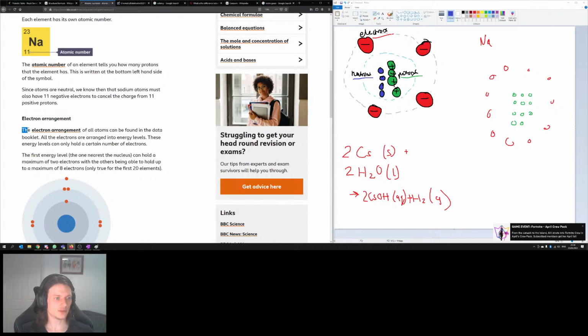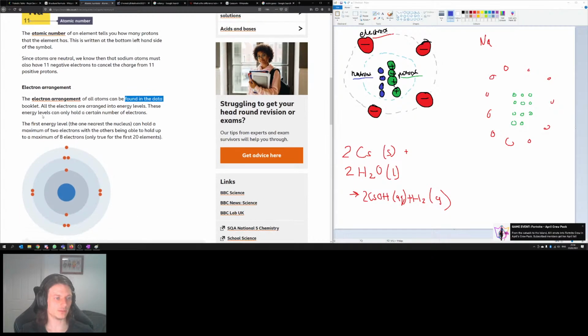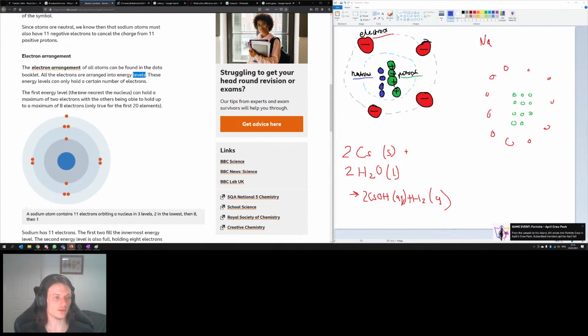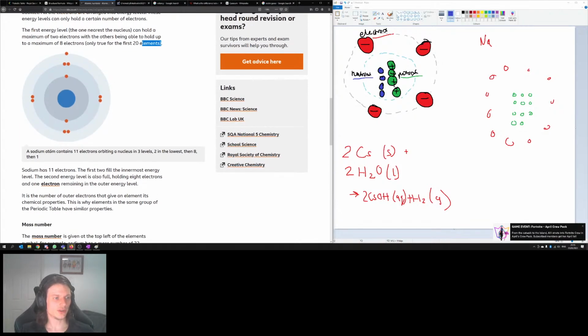Electron arrangement. The electron arrangement of all atoms can be found in the data booklet. All the electrons are arranged into energy levels. These energy levels can only hold a certain number of electrons. The first energy level, the one nearest the nucleus, can hold a maximum of 2 electrons, with the others being able to hold up to a maximum of 8 electrons. Only true for the first 20 elements. So a sodium atom contains 11 electrons orbiting a nucleus in 3 levels, 2 in the lowest, then 8, then 1.